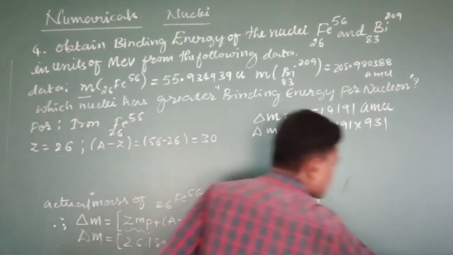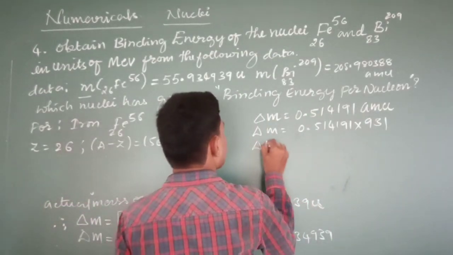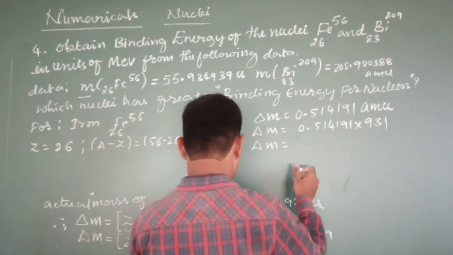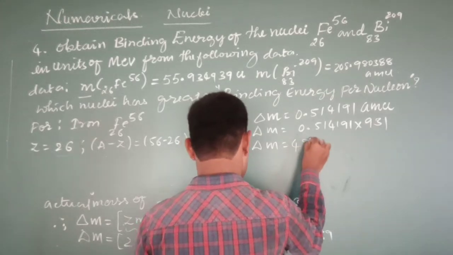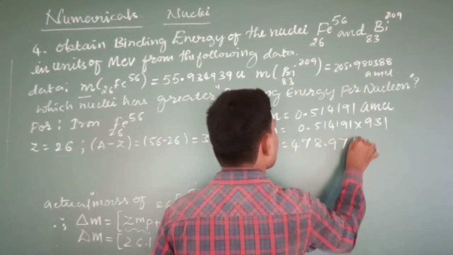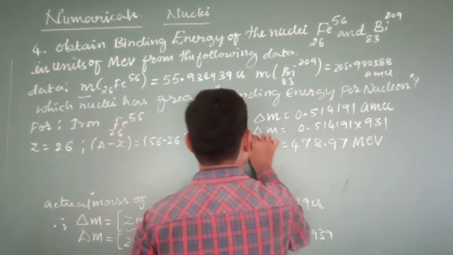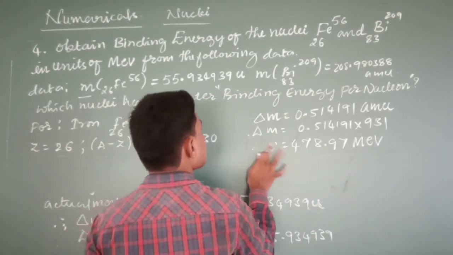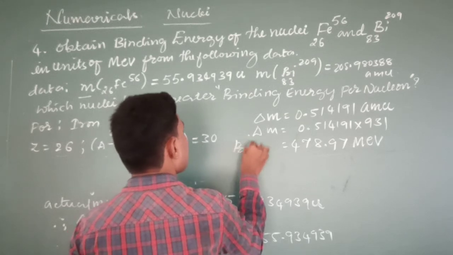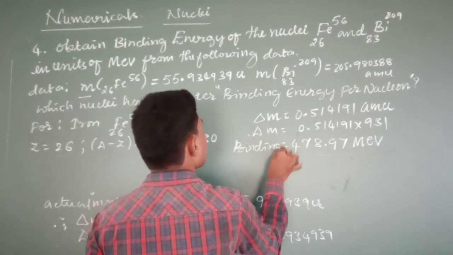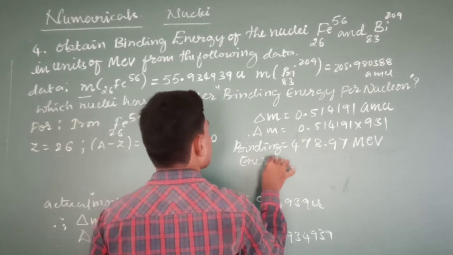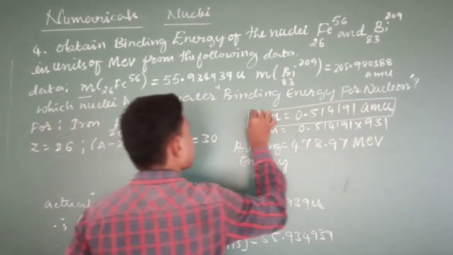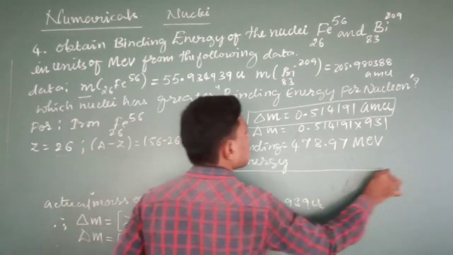It becomes how much? Delta M equal to 0.51491 into 931, it becomes 478.97 million electron volt. So million electron volt, this is not mass defect, this is binding energy. Okay, mass defect is here only, this is the mass defect and this is binding energy.